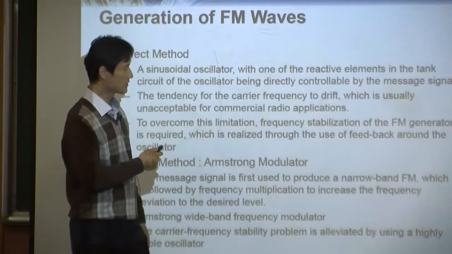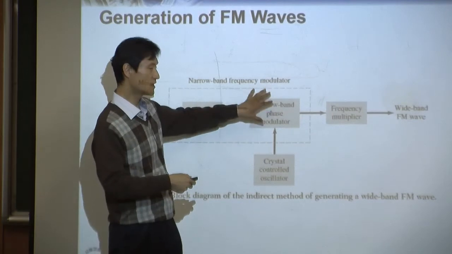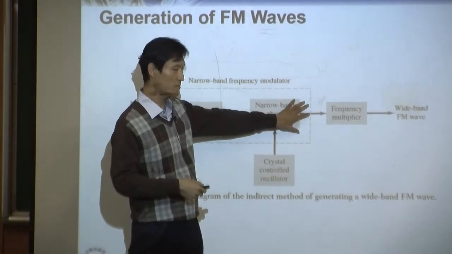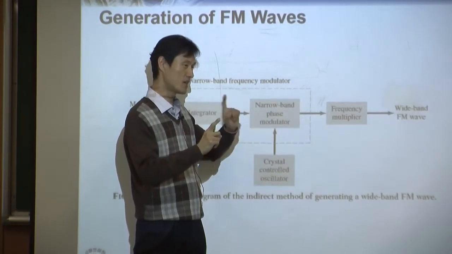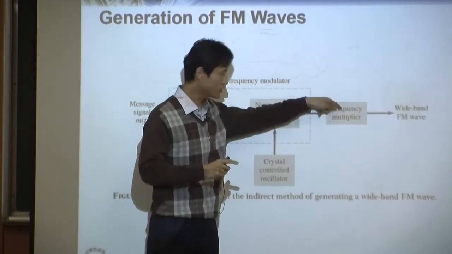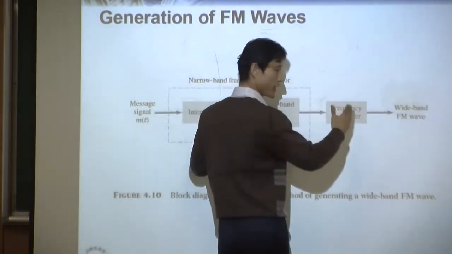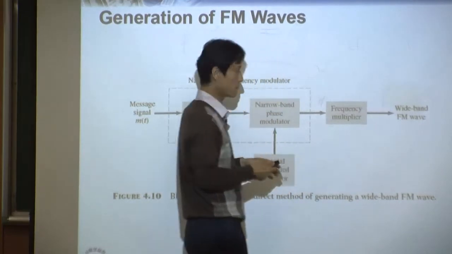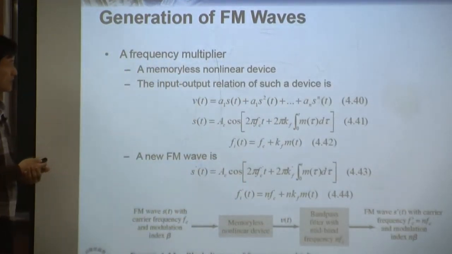So how do you make it? As I said earlier, first you need to make a narrowband FM. Once you make a narrowband FM, you're going to get only FC plus FM and FC minus FM, only 2. And put those things into the frequency multiplier. Now the frequency multiplier makes all the harmonics by this relationship, right? So that's how you make the wideband FM.